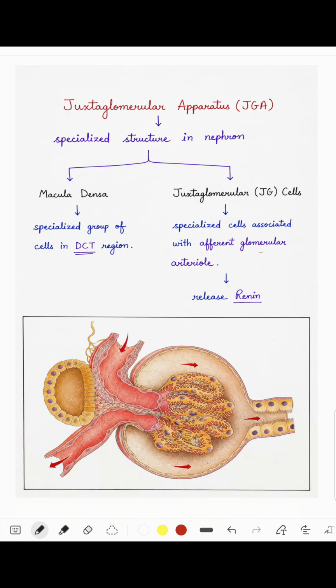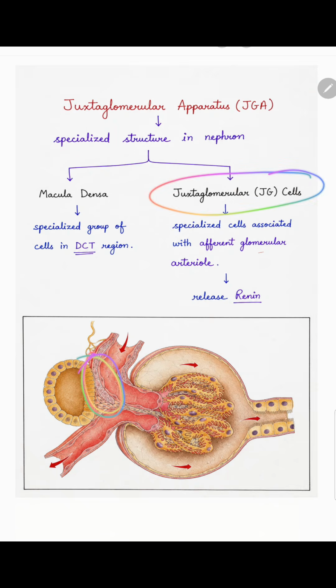Let's first understand the juxtaglomerular apparatus. Bachcho, it is a specialized structure in nephrons and it is located where the distal convoluted tubule comes in close contact with the afferent glomerular arteriole of the same nephron. So बच्चों, जब distal convoluted tubules की cells afferent arteriole के contact में आती हैं तो these cells become specialized and become compact together. These are known as macula densa cells and in the same way, afferent arterioles की जो cells हैं वो भी specialize हो जाती हैं and they form the juxtaglomerular cells.